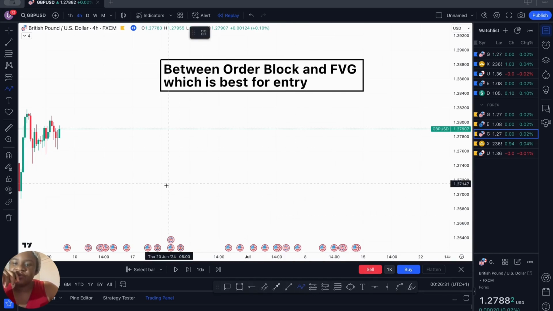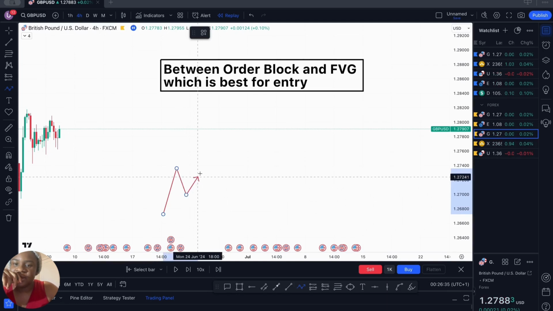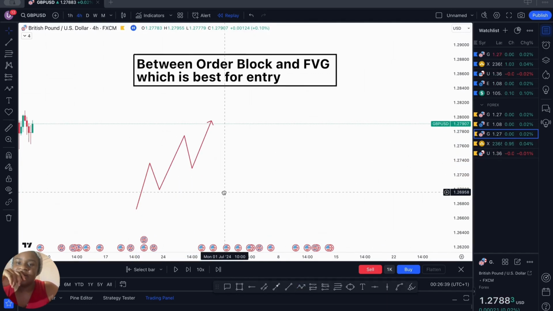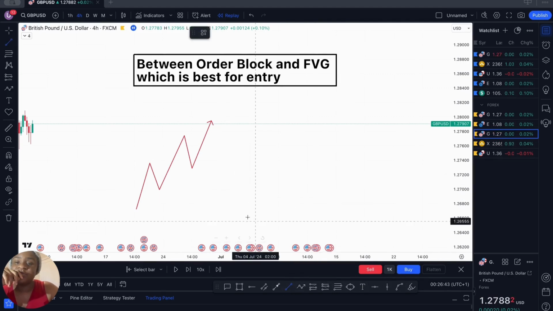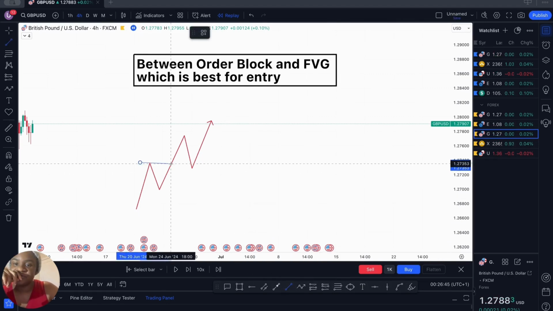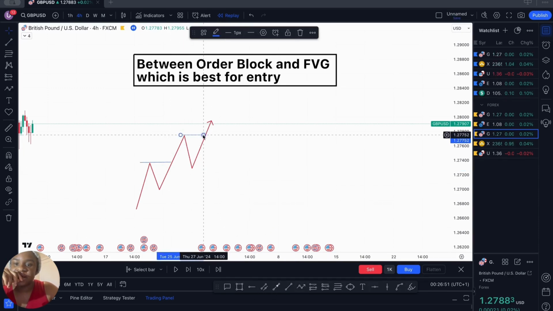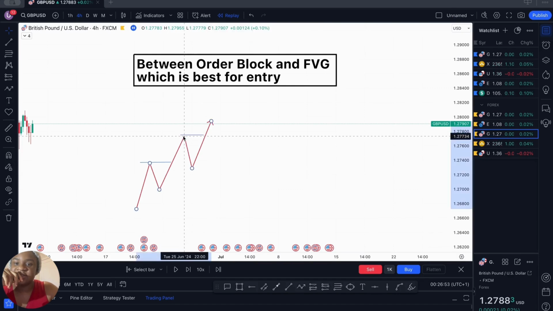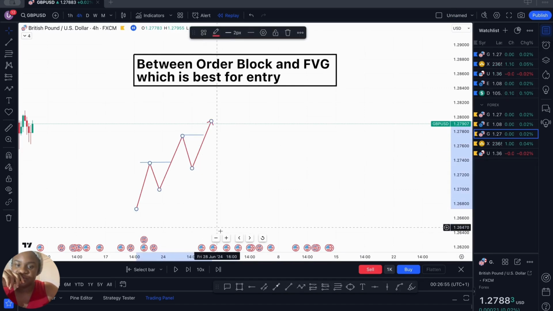You know that market moves in this format: higher high, higher low, higher high, higher low, higher high, right? Now, what is the next step that you do when you do your analysis? The first thing we look for is a break of structure, which we are seeing here. We label it as our BOS. That's the second point that we take note of.